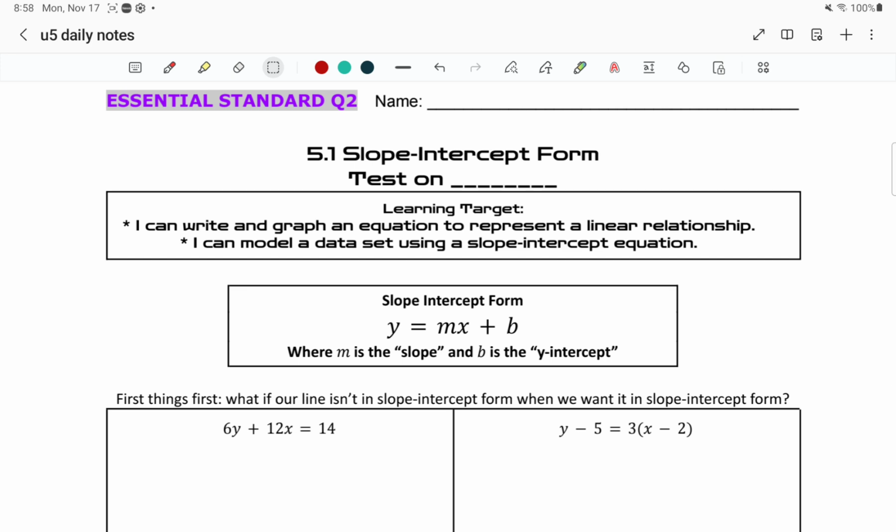So Unit 5 is all about the different forms of a linear equation. Linear being a straight line. So we can have a straight line, but we can have the equation look a bunch of different ways, and we're going to talk about 3 of them. That's Unit 5. Today, though, is just slope-intercept form, which is y equals mx plus b.